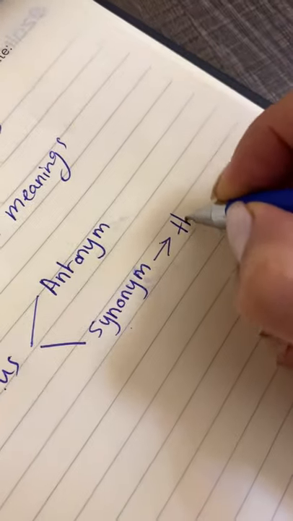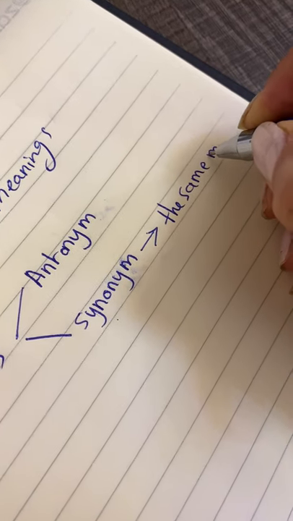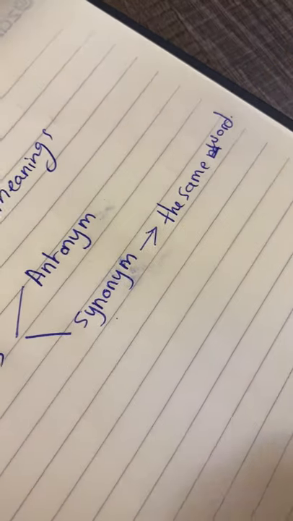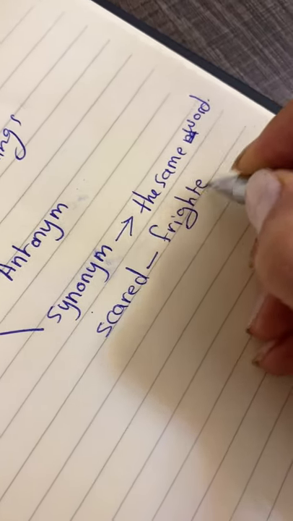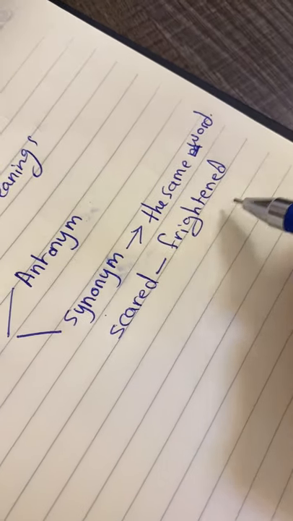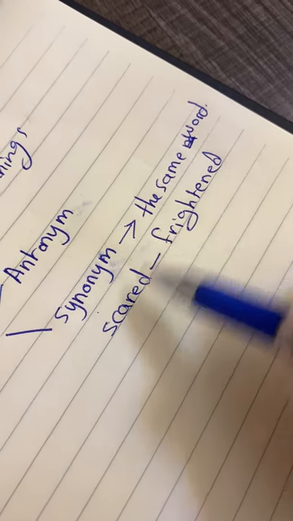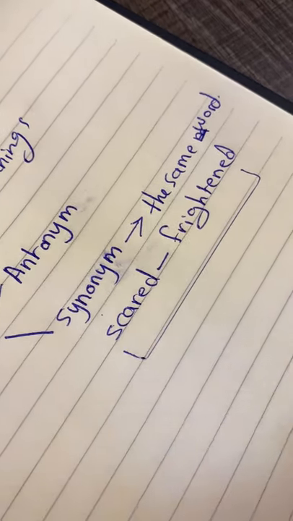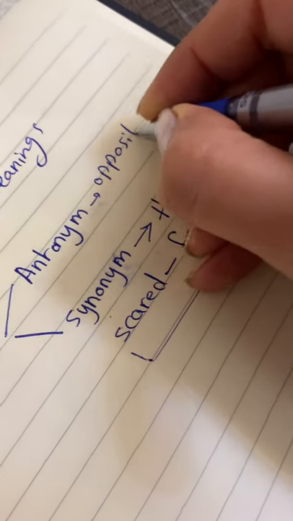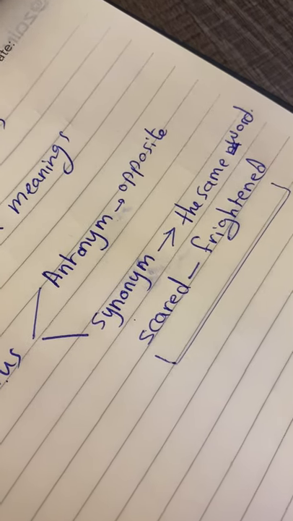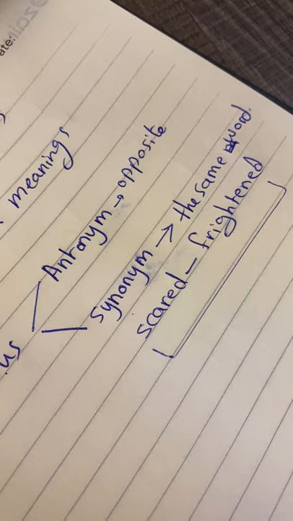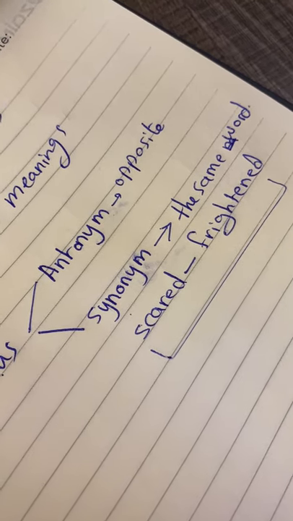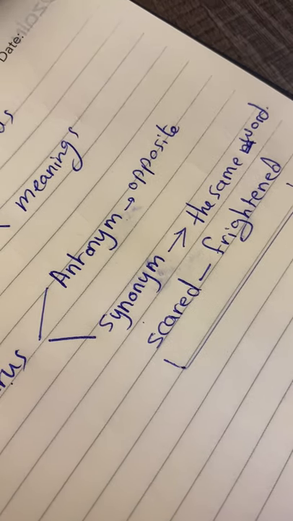And do you know what is the meaning of synonym? Synonym means the same meaning. Okay, when we say scared and frightened, they have the same meaning. So, these words are synonyms. Antonyms means the opposite of the word. So, what is the antonym of short? It is tall. Okay.